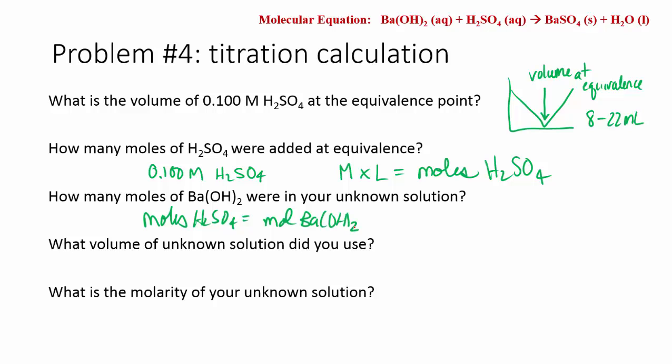Because if you look at the chemical equation, we'll see it's a 1-to-1 mole ratio. Okay. What volume of unknown solution did you use? It should be somewhere around 10 mL. Hopefully you recorded an exact volume. I don't know if it was 10.0 or 10.5 or 9.5. Whatever you got for your volume there.